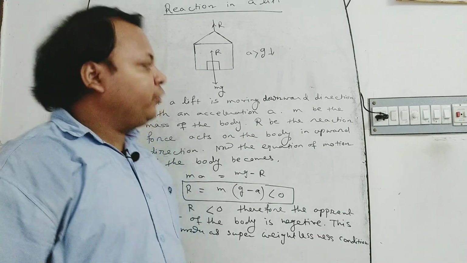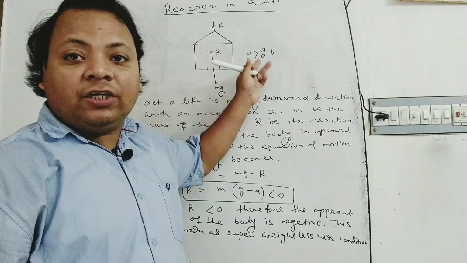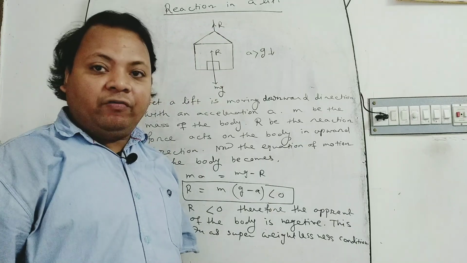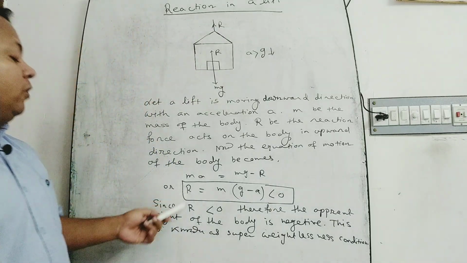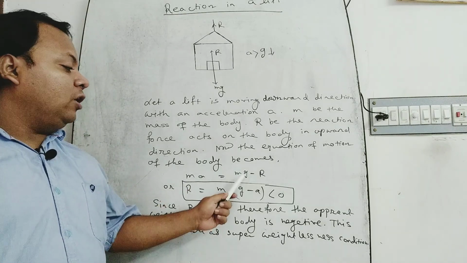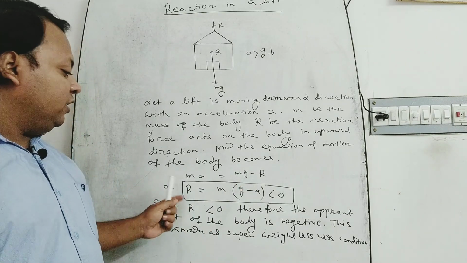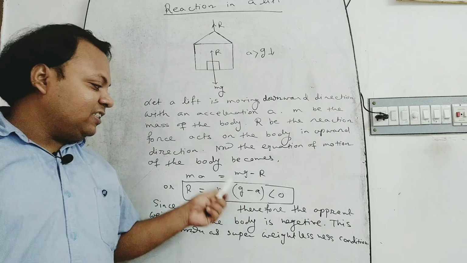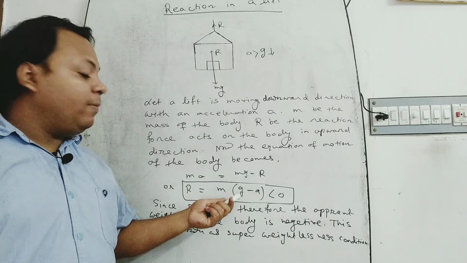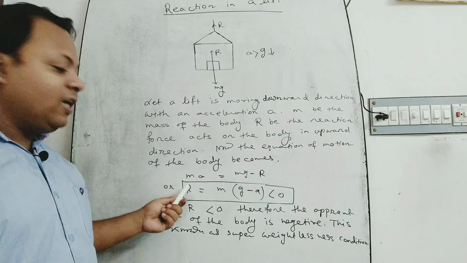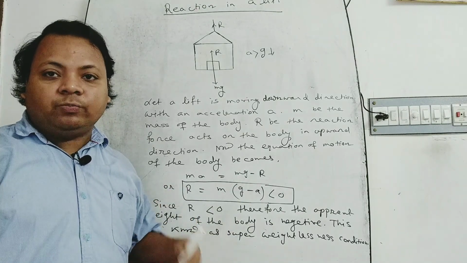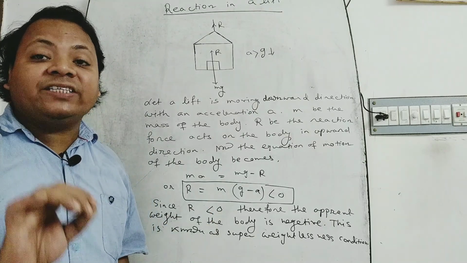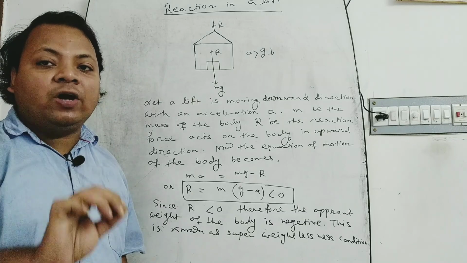When the lift is falling with an acceleration a which is greater than g, the acceleration due to gravity, then the equation of motion becomes ma = mg - R. This gives R = m(g - a). Since the magnitude of a is greater than the magnitude of g, the reaction force R becomes negative. This is known as the super weightlessness condition.